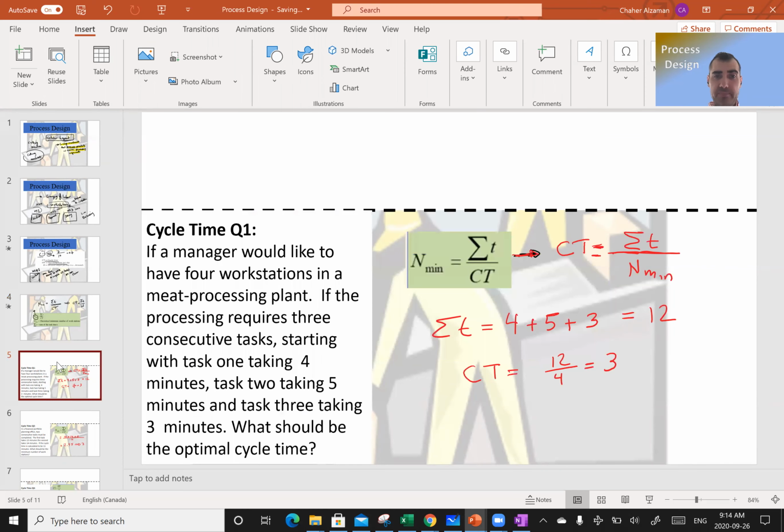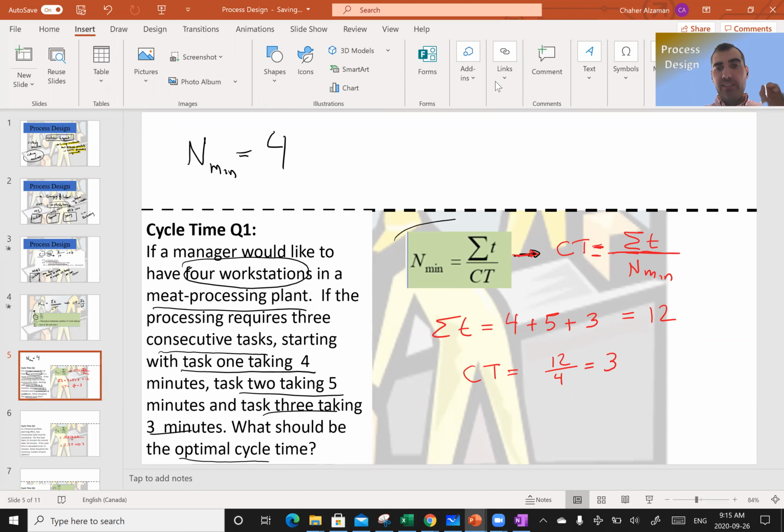So let's do a question. I'll give you a few seconds to read the question. In this question, we have a meat processing plant. We have 3 consecutive tasks. They're telling us they've decided on 4 workstations. So we already know the N minimum here, which is equal to 4. They've decided on that already, so we know the number of workstations. Task 1 takes 4 minutes, task 2 takes 5 minutes, and task 3 takes 3 minutes. What should be the optimal cycle time?